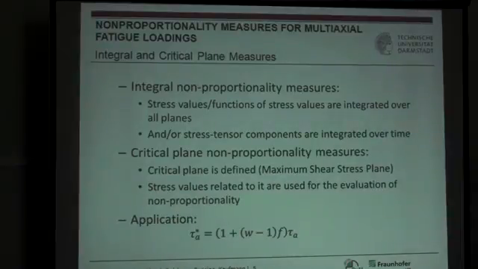Okay. So there are a couple of measures which are going to be discussed. They can be classified, similar to the fatigue life hypotheses, into integral measures and critical plane-based measures. Integral means stress values are integrated over all planes, or stress tensor components are integrated over time, or both. And critical plane means a critical plane is identified, and stress values related to this critical plane are used in order to produce a non-proportionality evaluation.